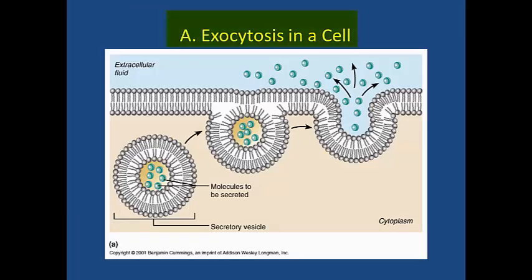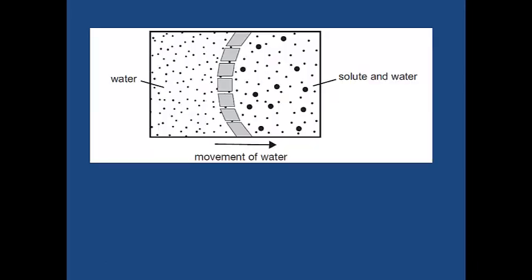First, choice A, exocytosis in a cell. Recall that exocytosis uses a vesicle to remove larger molecules from the cell through the cell membrane. Look back at the diagram in the question. Do you see a vesicle? Is A the correct choice?